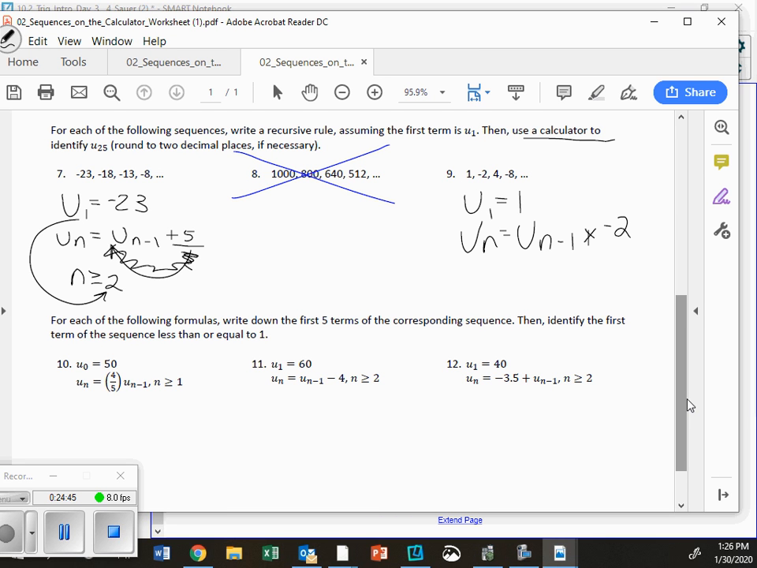And then what haven't I been doing so far? I haven't wanted to take the time to put it in the calculator and then find the 25th term. Once you put it in your calculator, it's not that hard. You just go U25. Oops, I wrote that wrong. After you have put it in the calculator correctly, so I'll do the second one.